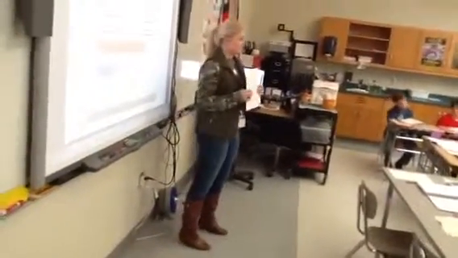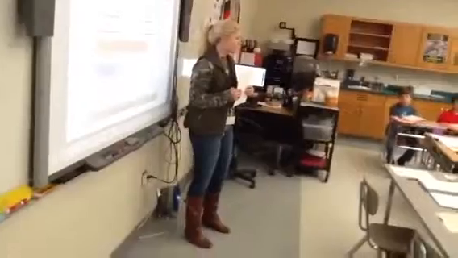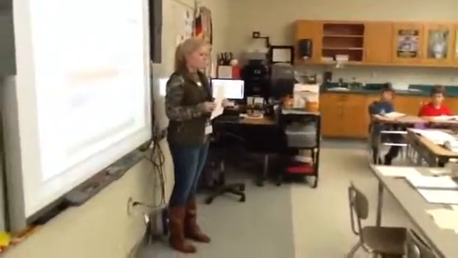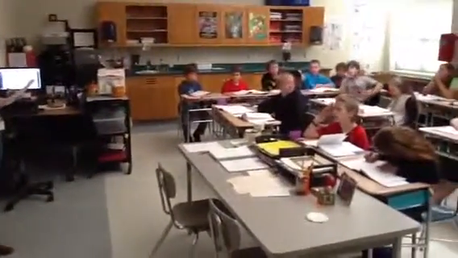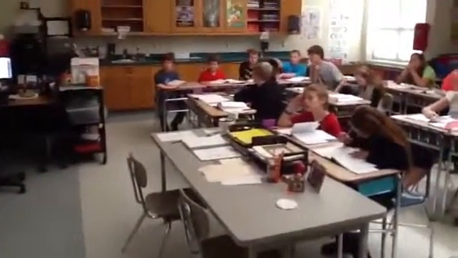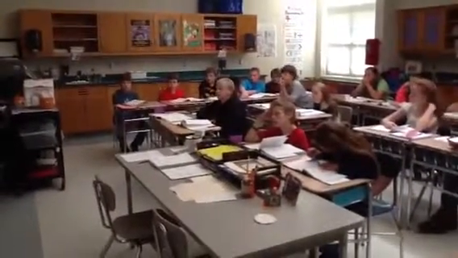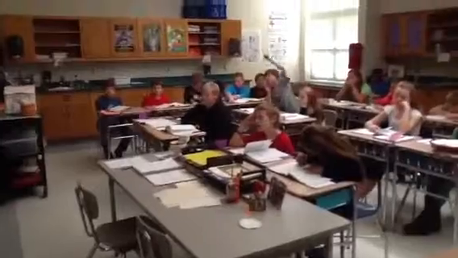Somebody help her out? Jacob. 3. Jacob says 3. How did you get that? Because there's 3 places in red and 1 in blue. All right. Everybody agree? Yes.